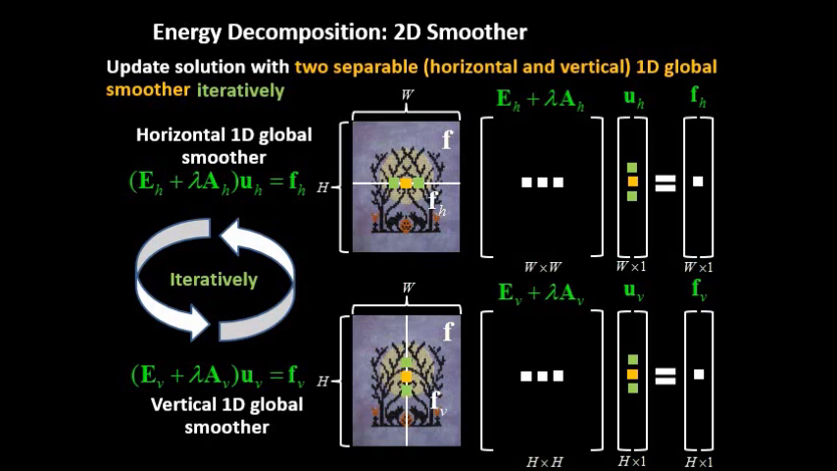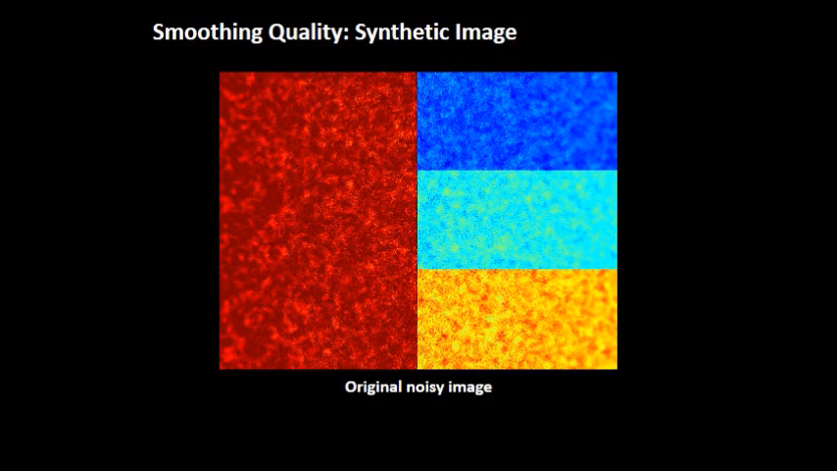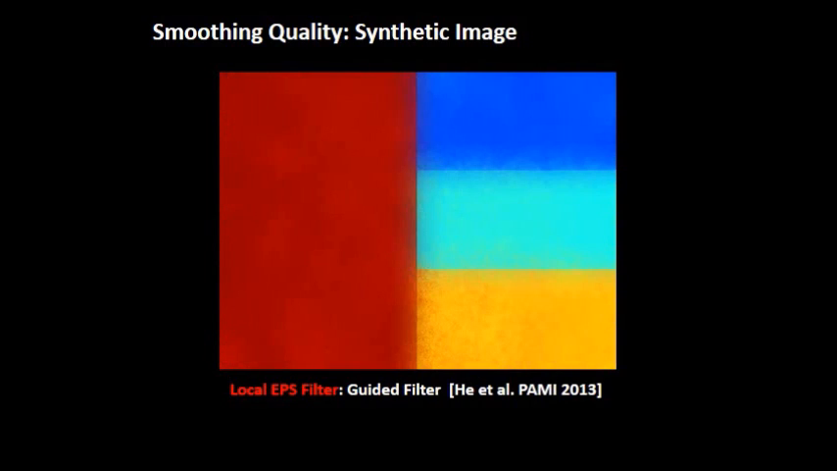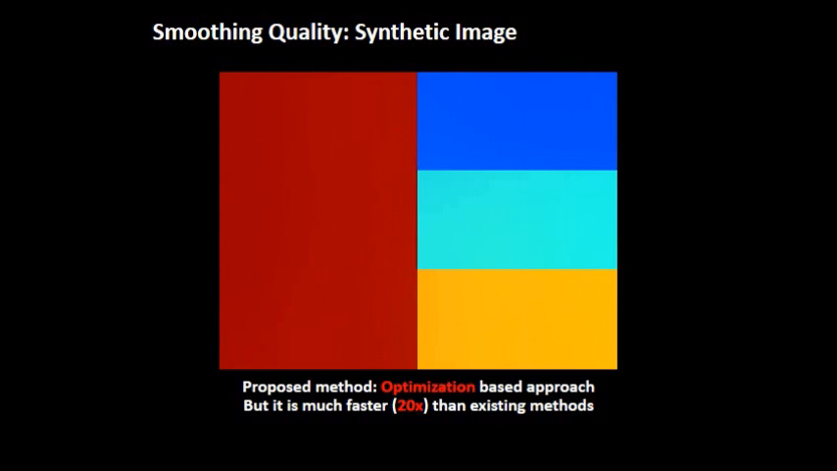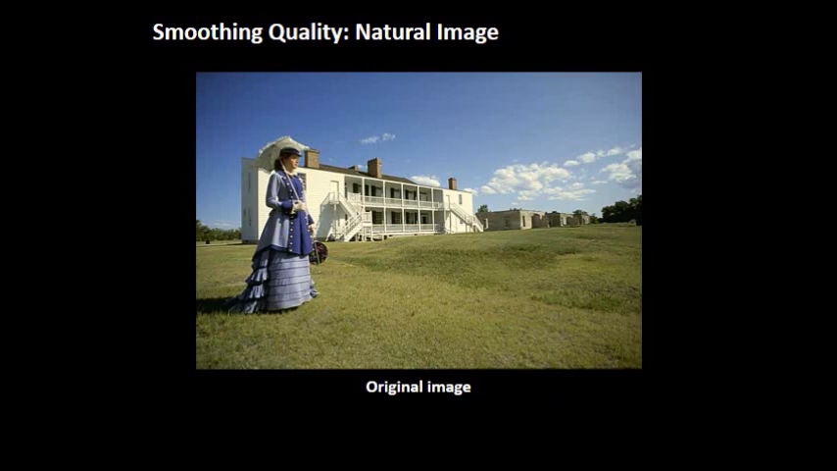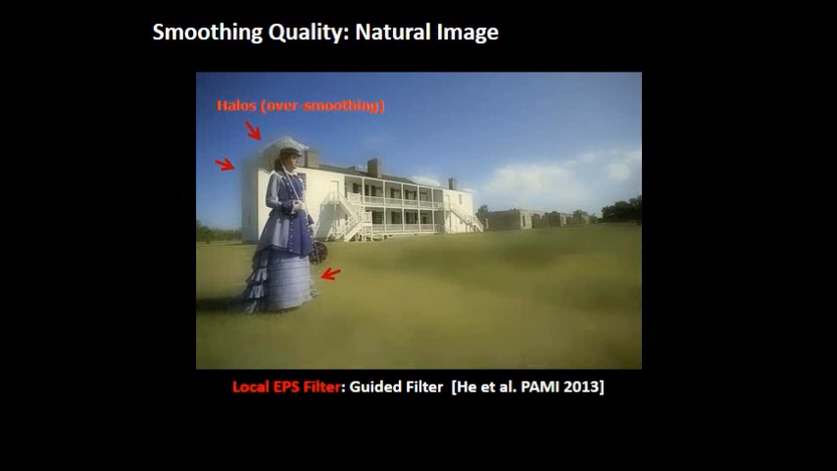To illustrate the limitations of local smoothing filters and the advantages of global smoothers, we first present the results of smoothing a simple synthetic image. It can be seen that both the original WLS method and our global smoother nicely remove the noise while preserving the sharp edges. This is in contrast with other local filter-based methods, which have to trade off their edge preservation capabilities with smoothing strength, resulting in annoying halo artifacts. Note that our method is about 20 times faster than the WLS method. Here is another example of smoothing a natural color image.